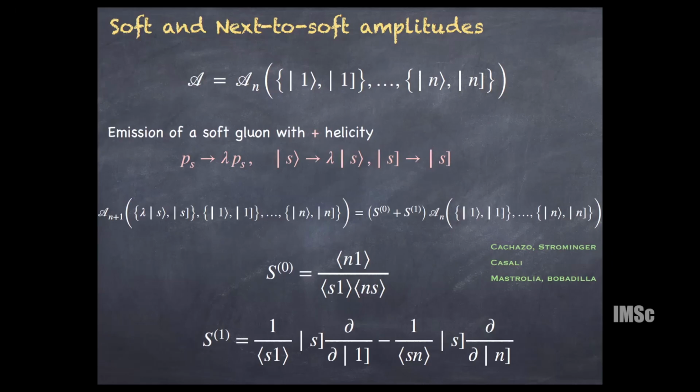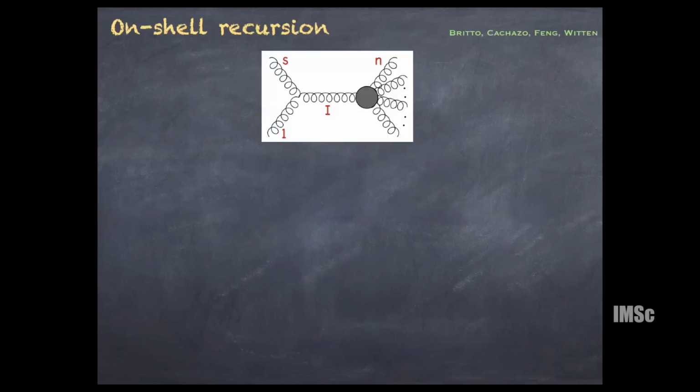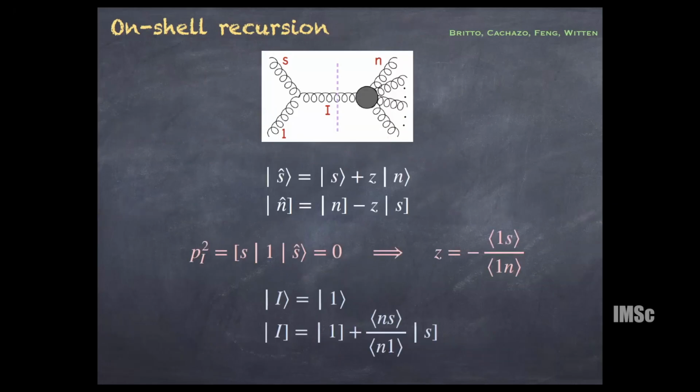So any amplitude you can write in terms of square and angle spinors. And when there is an emission, you can write it in this fashion, where S0 is the leading power and S1 is the next to leading power. And there complicated derivatives are coming.